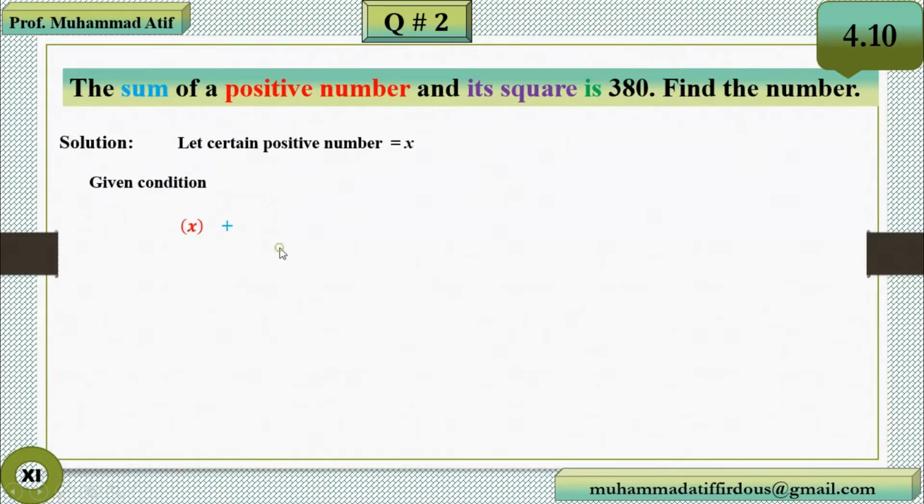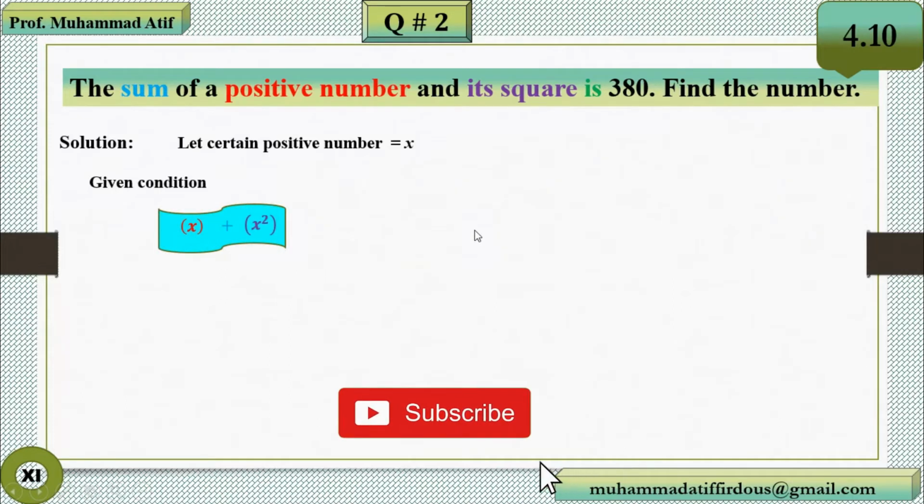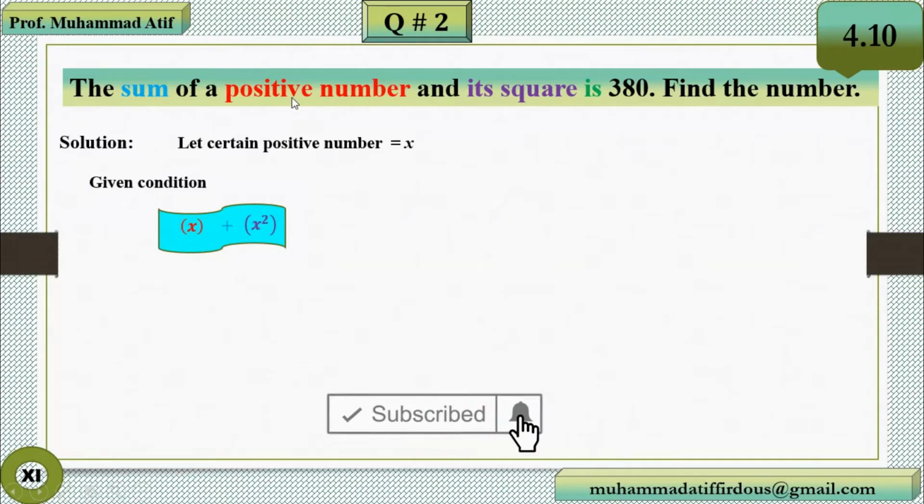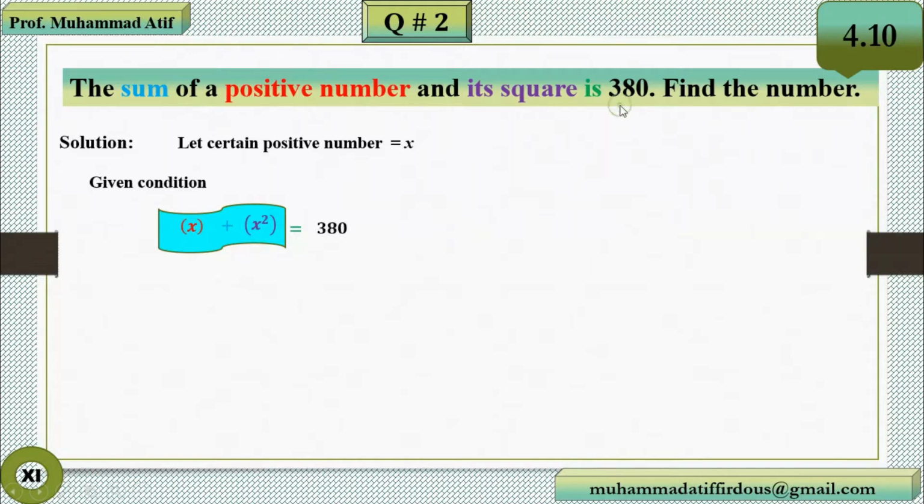What will be its square? x square. Now you can decode this. The sum of a positive number and its square. You can see this region. So the sum of a positive number and its square, in mathematics, means equal. Is 380. So this is a simple way to convert this word problem into an equation.